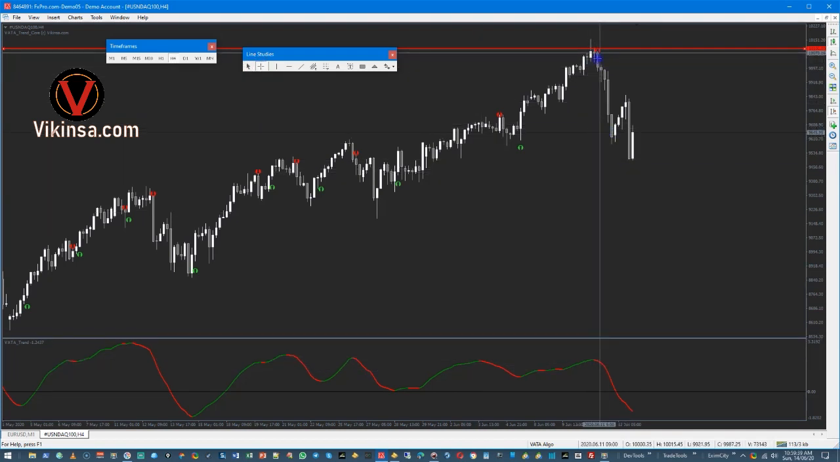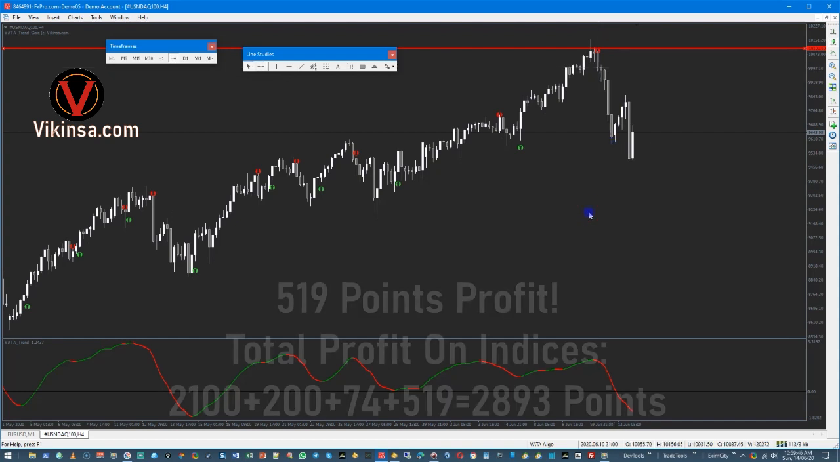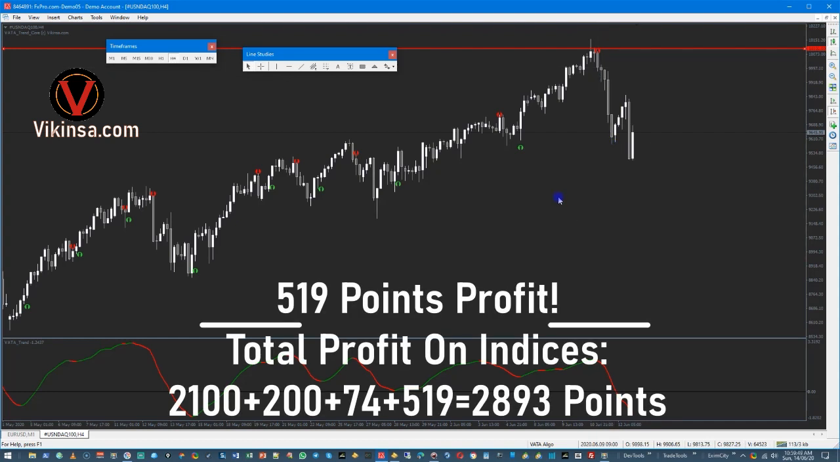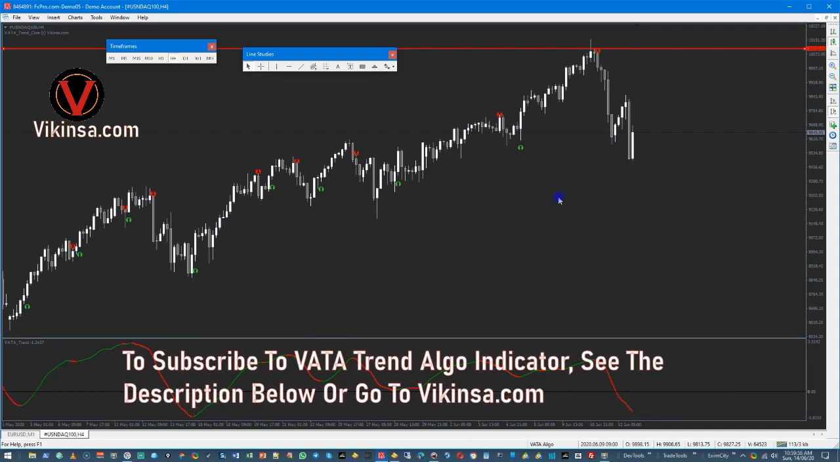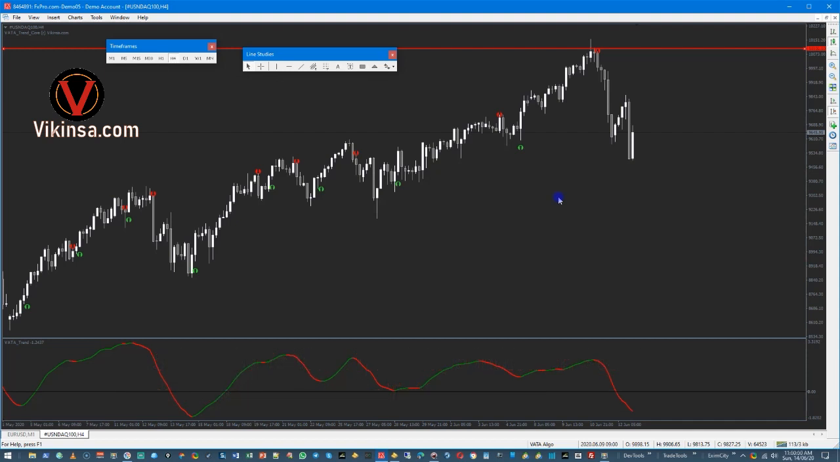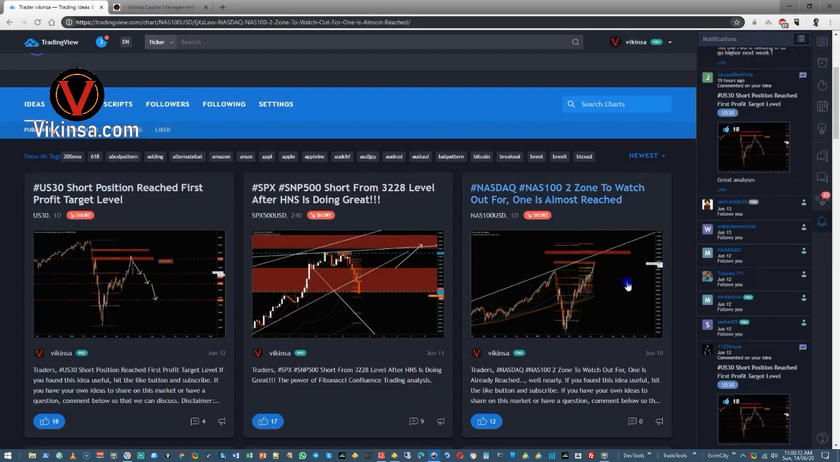What I was able to identify was that because the trend changed and there was a signal, we could have entered and profited from this many points. So it's very powerful, but what you need to do is either train yourself in a little bit of technical analysis, or if somebody is providing you with analysis which you can trust, then you can use the VATA Trend Algo indicator to enter the market yourself. Right, so that's Nasdaq, and then let's move on.